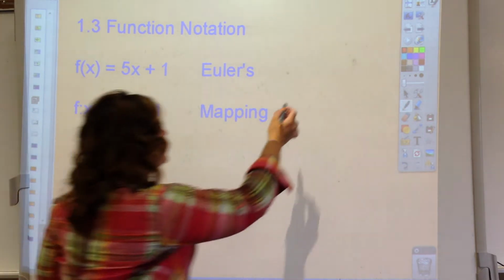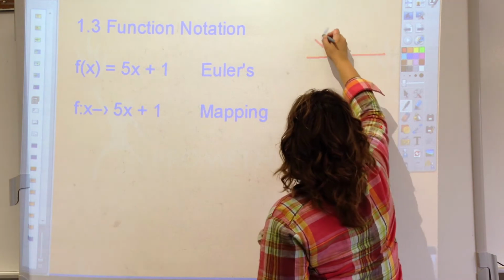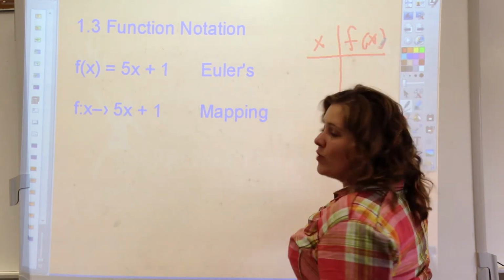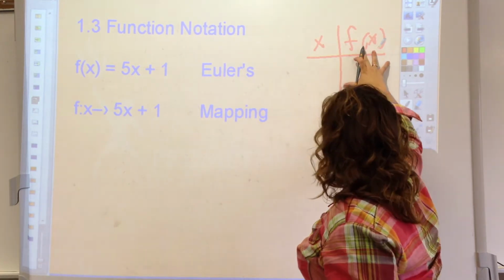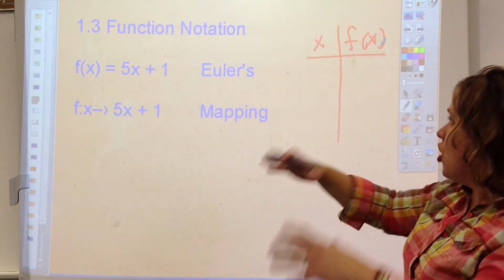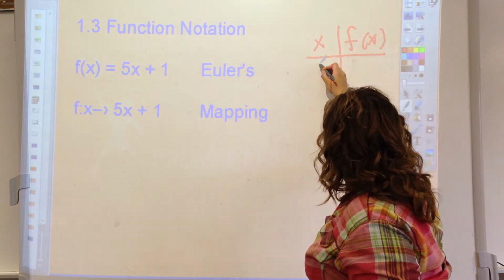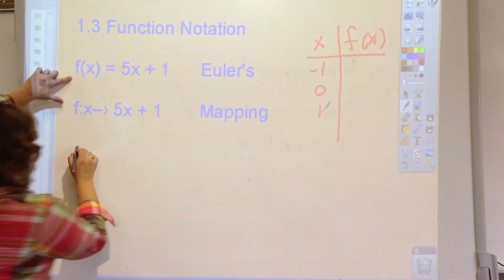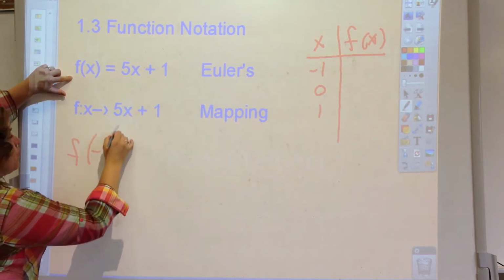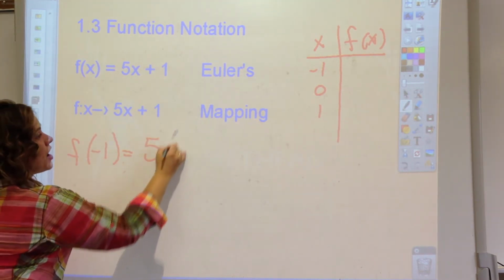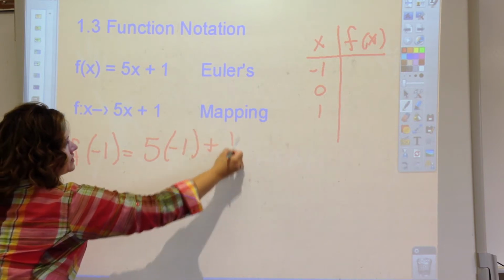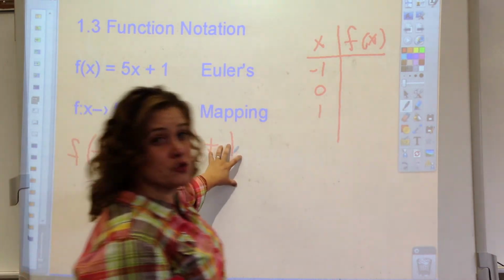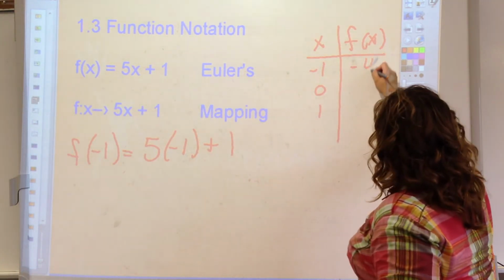So let's plug in some values for x and find the corresponding values for f of x, where we can see this like a line. F of x is like your y. It's dependent on whatever x is. And let's plug in -1, 0, and 1. And over here, if I plug in a -1 for x, everywhere I have x, I am going to replace it with -1. Now I can see I get -5 plus 1, which is a -4.